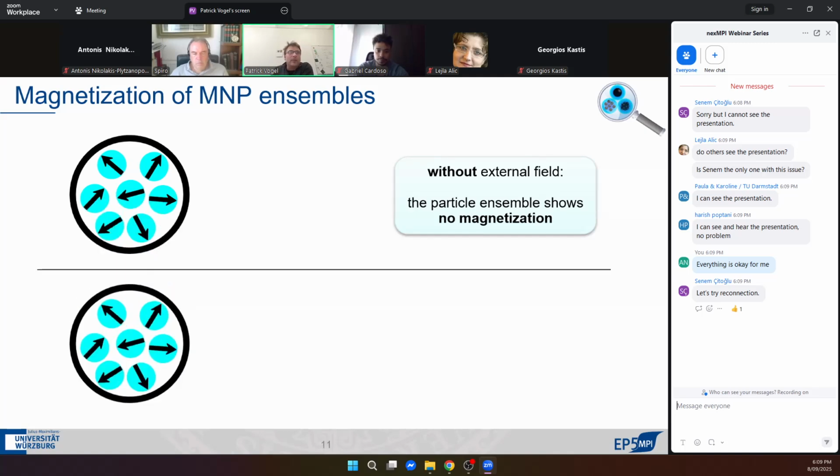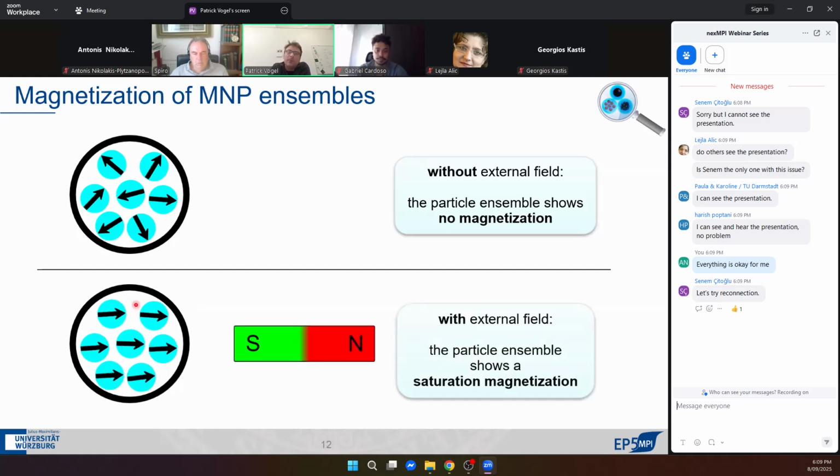Now when bringing this particle system near an external magnetic field, for example a permanent magnet, all the particles align to the external magnetic field, and the magnetization of this ensemble starts to grow. And it grows until a certain point, obviously. When all the particles are aligned to the external magnetic field, the maximum magnetization has been reached. This is called the saturation magnetization.